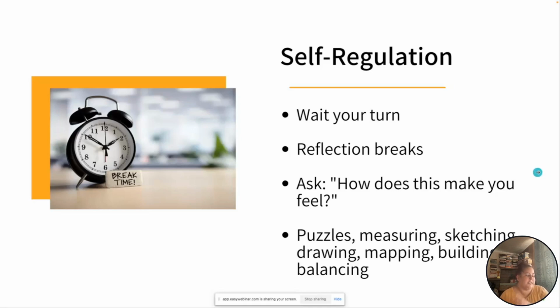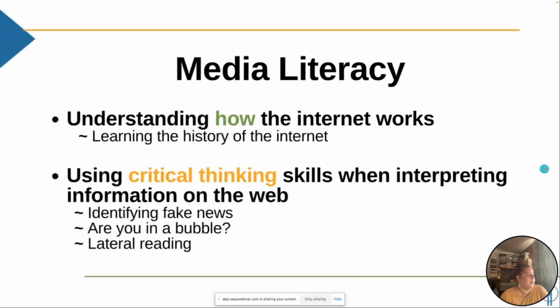Like I said, there's a lot of great educational programs out there, and we definitely embrace anything that helps a kid, but we want to make sure it's something that they're actually getting something out of. So now, to discuss a little bit more about media literacy and why it's important and its relevance to this technology: media literacy by definition is understanding how the internet works, learning the history of the internet, and using critical thinking skills when interpreting information on the internet.